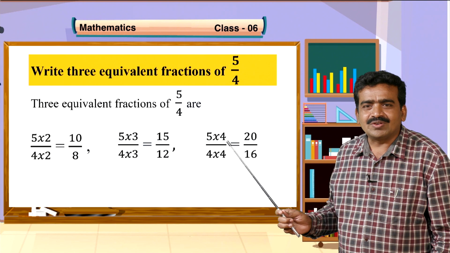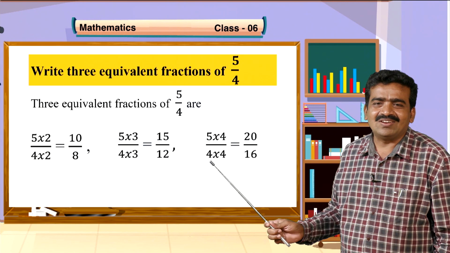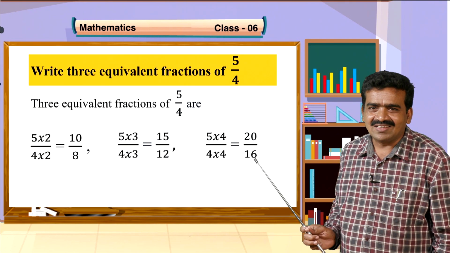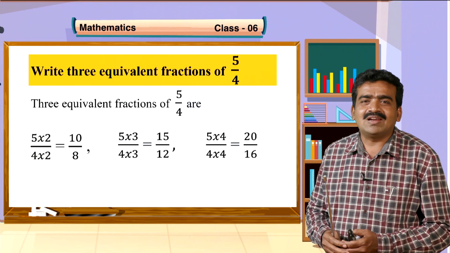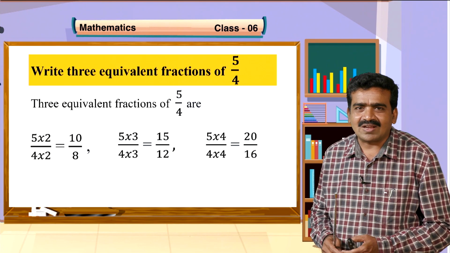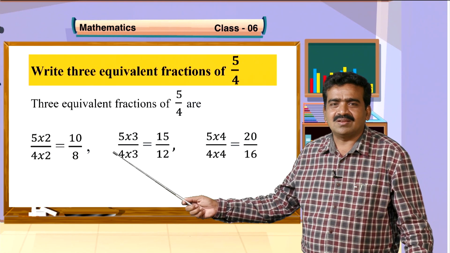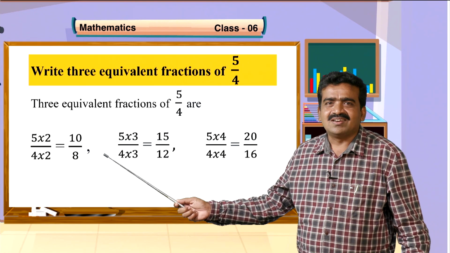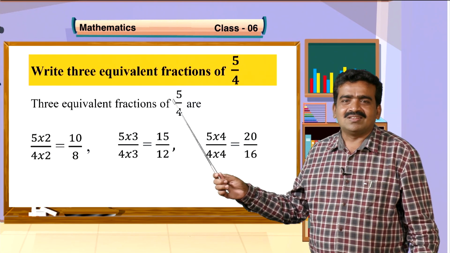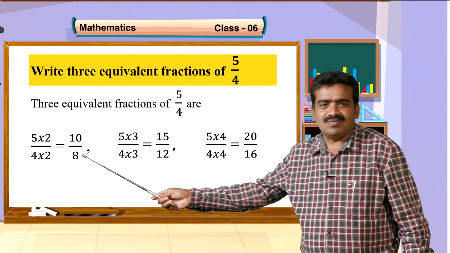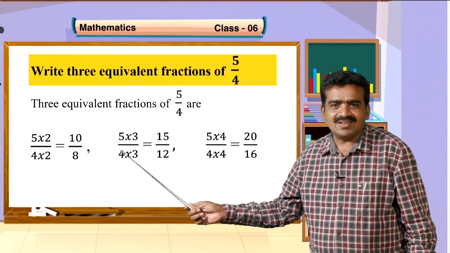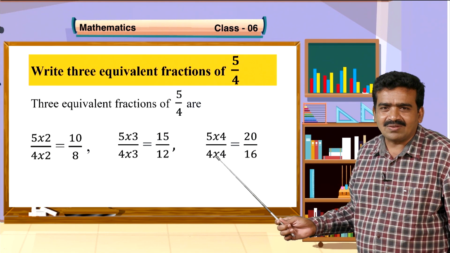5 into 4 is 20 and 4 into 4 is 16. So this is how equivalent fractions can be written for the given fraction. Just look at the procedure we followed to get the equivalent fractions. The fraction is 5 by 4. We have written 5 by 4 everywhere here. See, 5 by 4, 5 by 4 and 5 by 4.